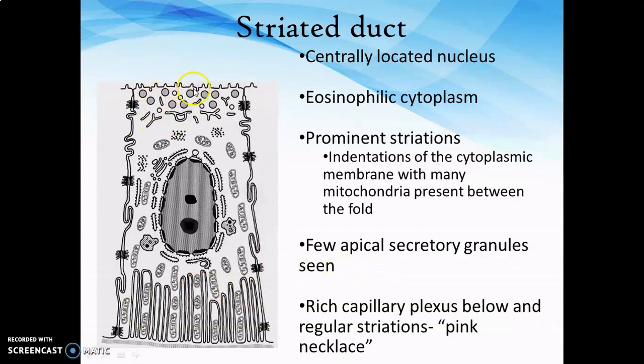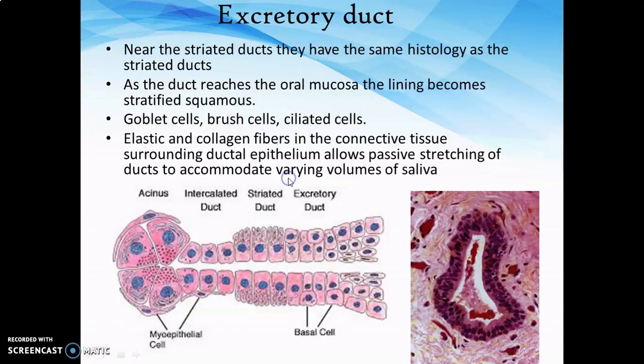There are few apical secretory granules present, and below the cell, in the connective tissue, there is presence of a rich capillary plexus. This rich capillary plexus below and these regular striations give it a name as pin necklace. The striated duct passes saliva to the larger excretory duct. Excretory ducts are the largest ducts. You can see they have larger diameter, and they are the ducts that open into the oral cavity to secrete saliva into the oral cavity.